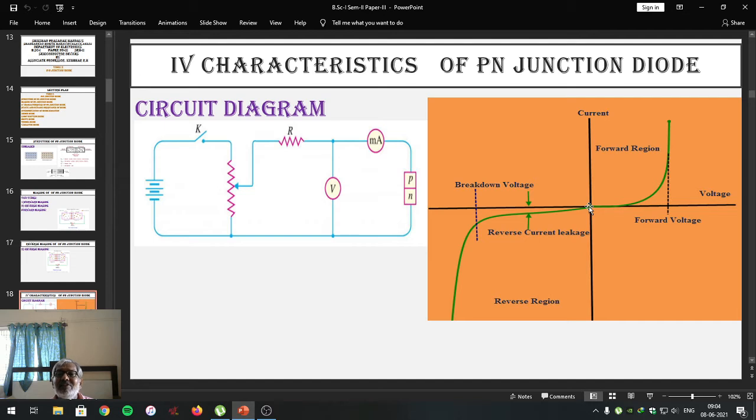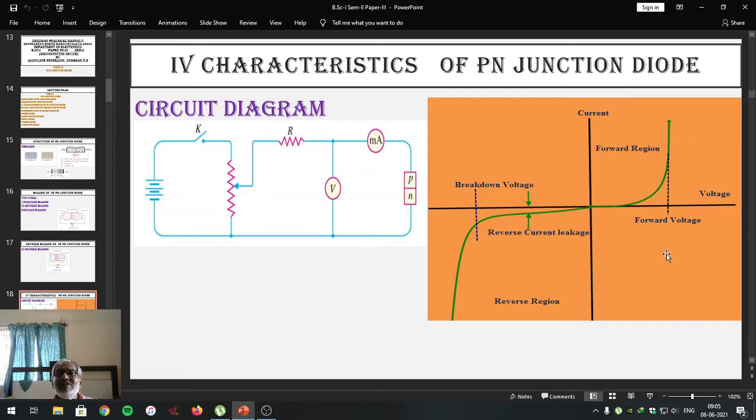This characteristic gives the working of the p-n junction diode in reverse bias condition. So this is the reverse region, this one is the forward region. This is how you can plot the IV characteristics of the p-n junction diode. Both represent the working of the p-n junction diode in their respective biasing conditions, forward as well as reverse biasing. For that purpose, we are using the circuit diagrams which we already studied. That's what we have to remember as the IV characteristics of the p-n junction diode.